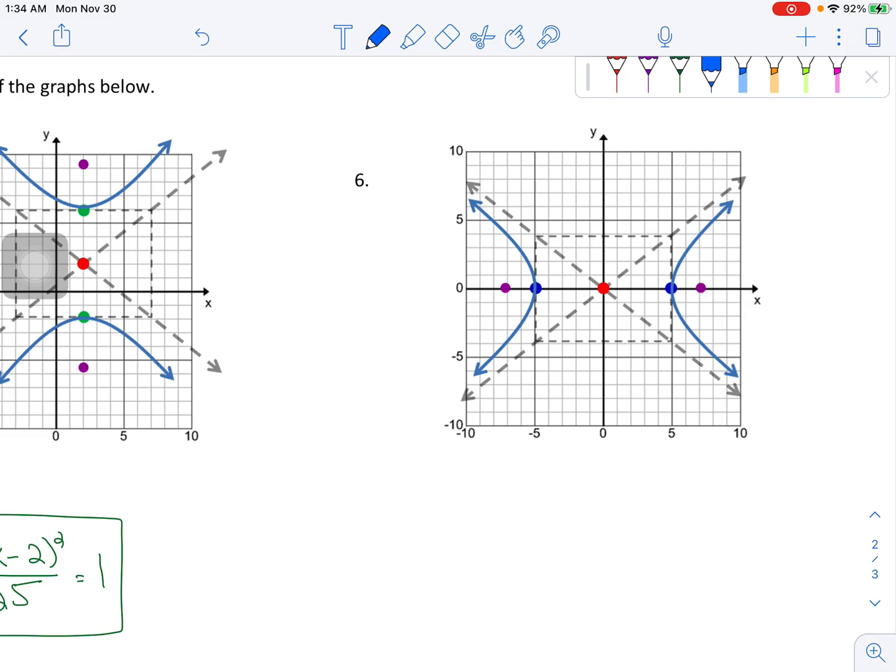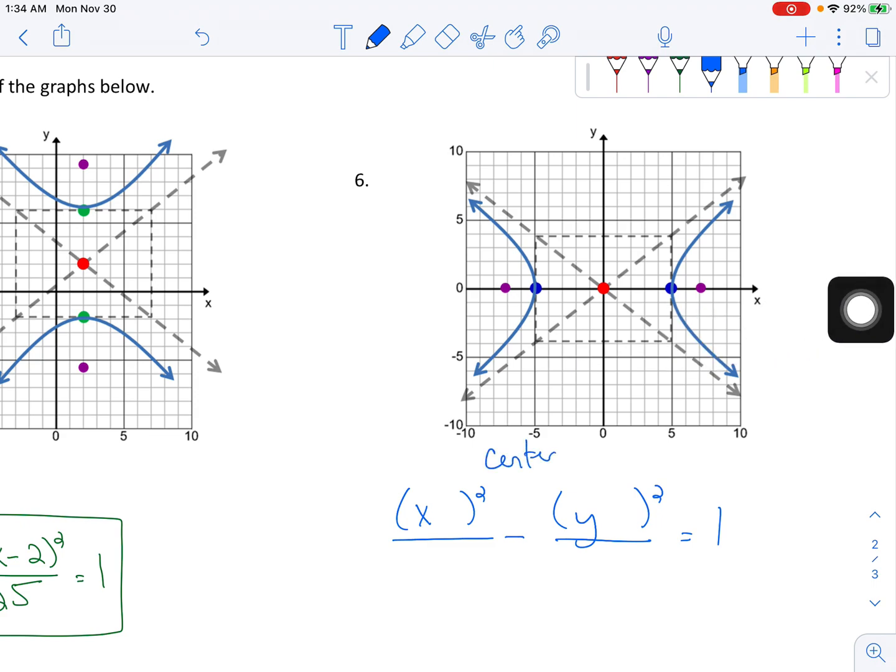All right, so number 6 opens left and right, which means that's going to be x squared. All right, so x squared over something minus y squared over something is equal to 1. So this one's actually pretty nice because the center is (0, 0). So let's go ahead and mark that as 0, 0. So minus 0, minus 0. We'll fix that up in a minute.